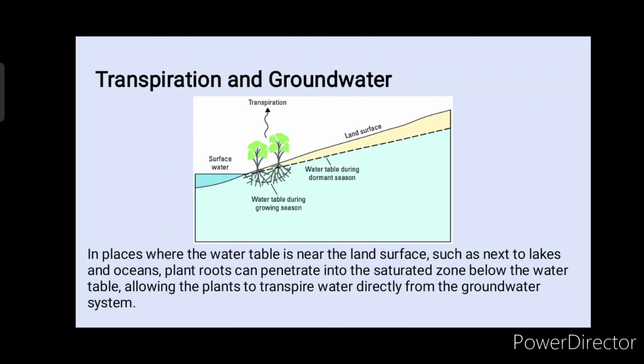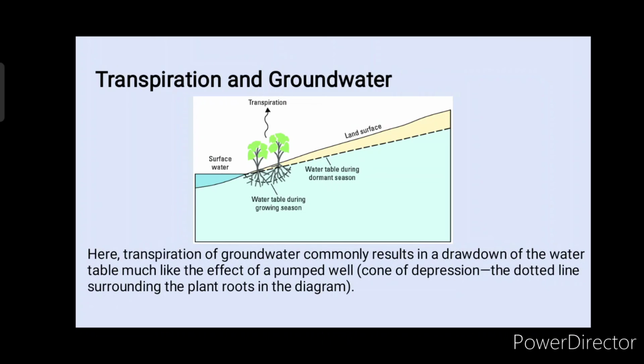Transpiration and groundwater. In places where the water table is near the surface, such as next to lakes and oceans, plant roots can penetrate into the saturated zone below the water table, allowing the plants to transpire water directly from the groundwater system. Here, transpiration of groundwater commonly results in a drawdown of the water table, much like the effect of a pumped well.